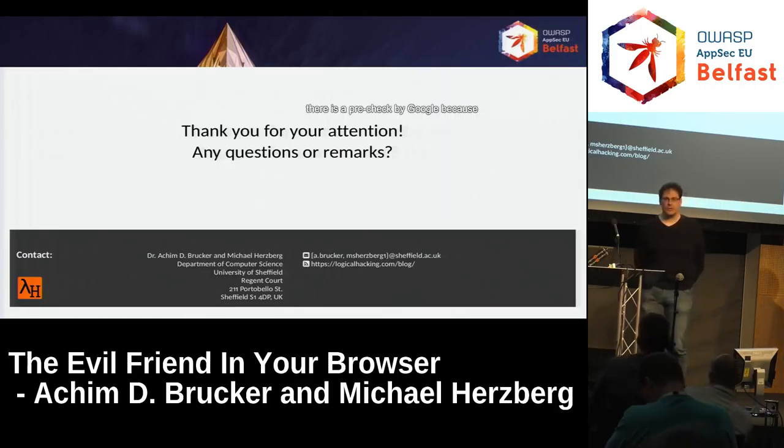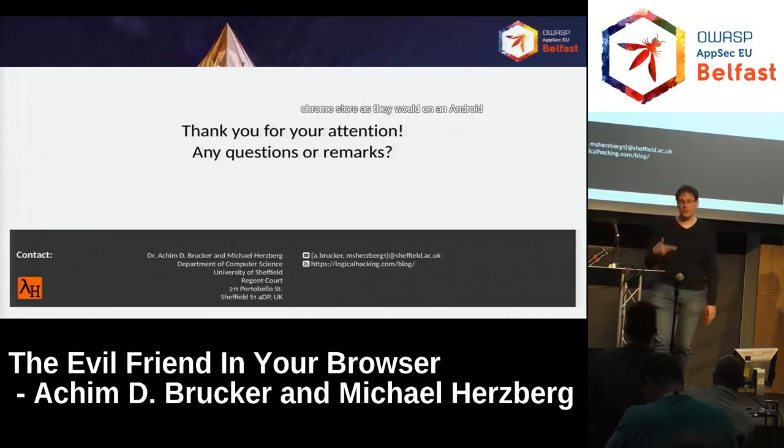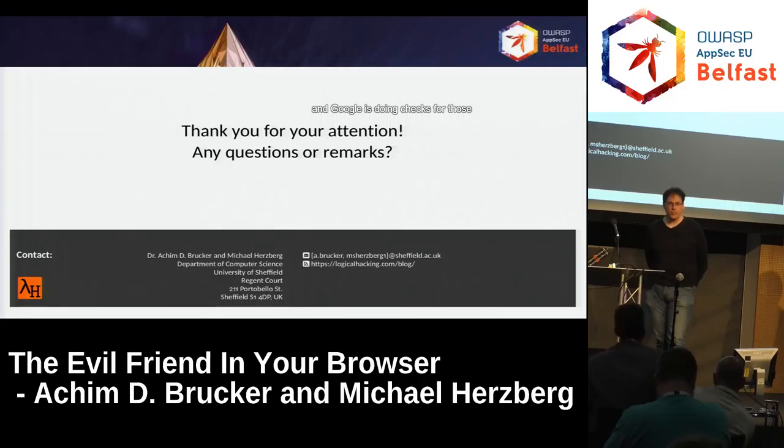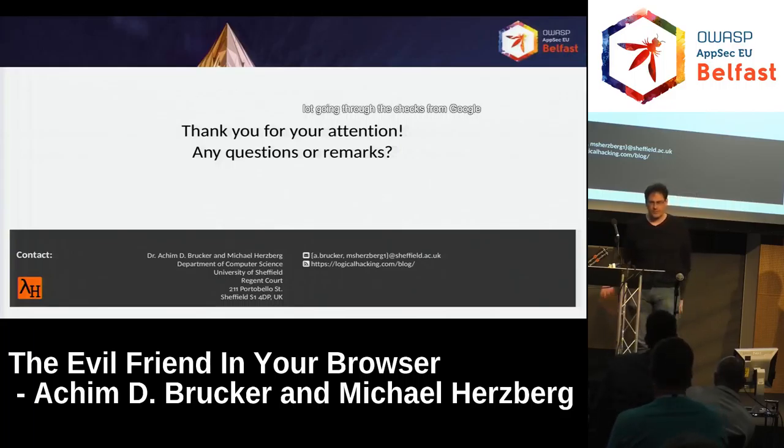I mean, there is a pre-check by Google because for the Chrome case, people are installing those extensions from the Chrome store as they would on an Android phone install them from Google Play. And Google is doing checks for those browser extensions, but still there's a lot going through the checks from Google. So at the moment with that, yeah, clearly you're leaving the decision, whatever is installed, to the user.